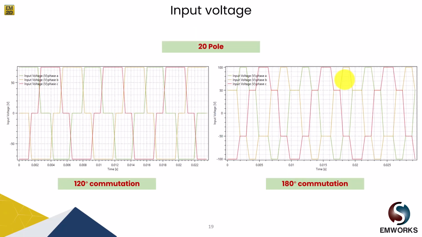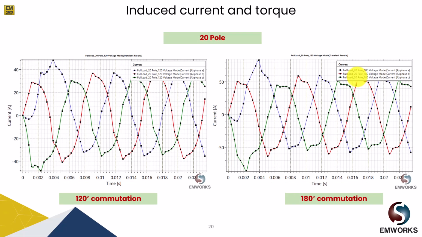Next comes the 20 pole design. The same magnitude of voltage is applied but at a different frequency, because for 20 pole obviously the frequency will be different compared to the 16 pole design. Let's look at its results, and a similar pattern was observed. The current was higher in case of 180 degree mode of commutation, and if I compare the shape of the waveform, it's almost similar, just the magnitude is changing, and it's all due to the different voltage applied in both cases.